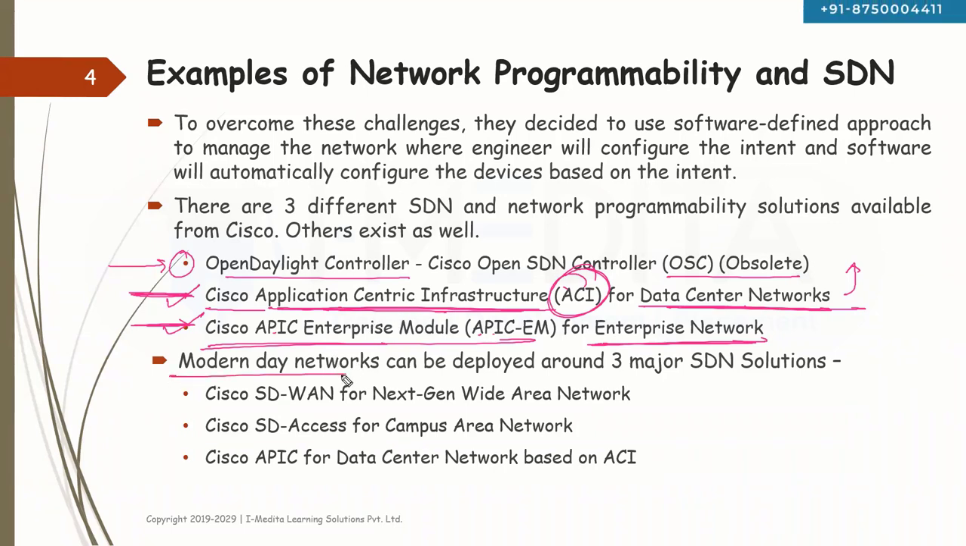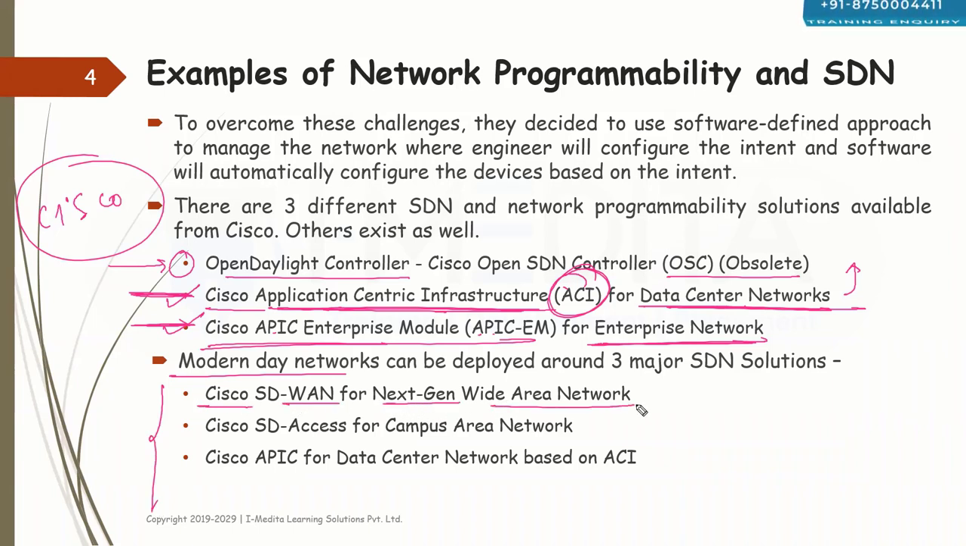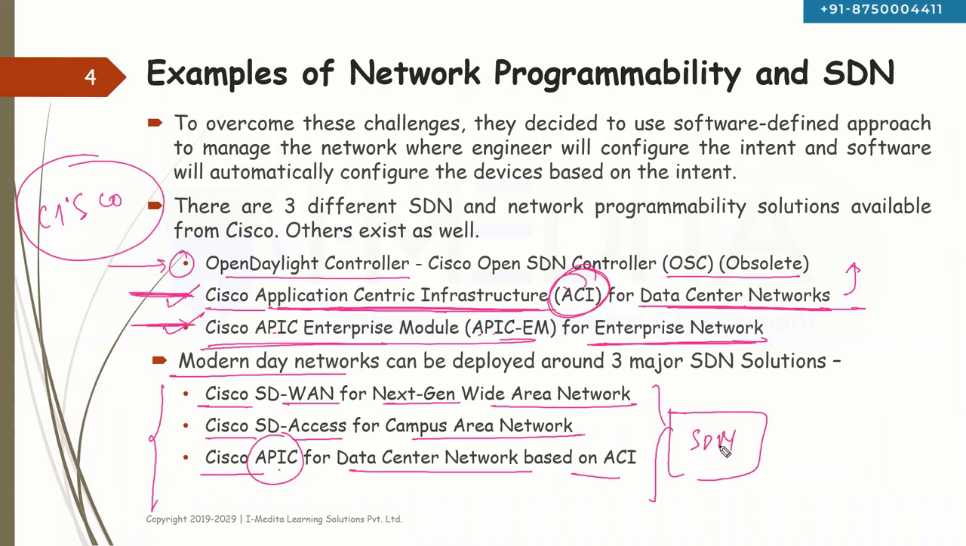So in a modern day network, when it comes to Cisco's offering for software-defined networking, we have Cisco SD-WAN for the next-gen wide area network. We have Cisco SDA for the campus area network. And we have Cisco Application Policy Infrastructure Controller for the data center network based on ACI. All of it combined is what we call software-defined networking for the modern day network.